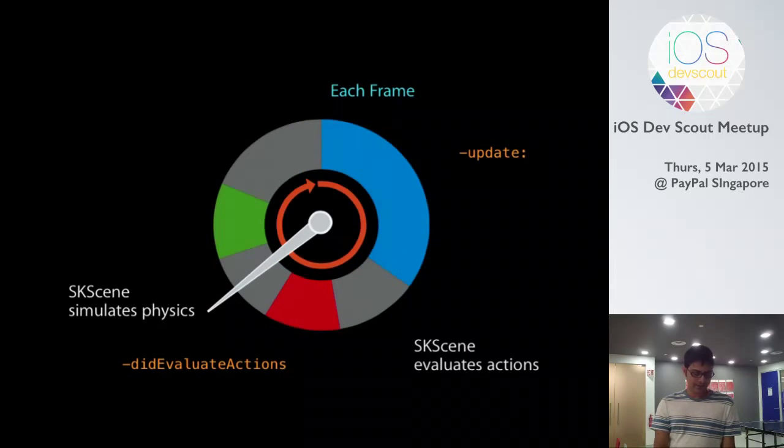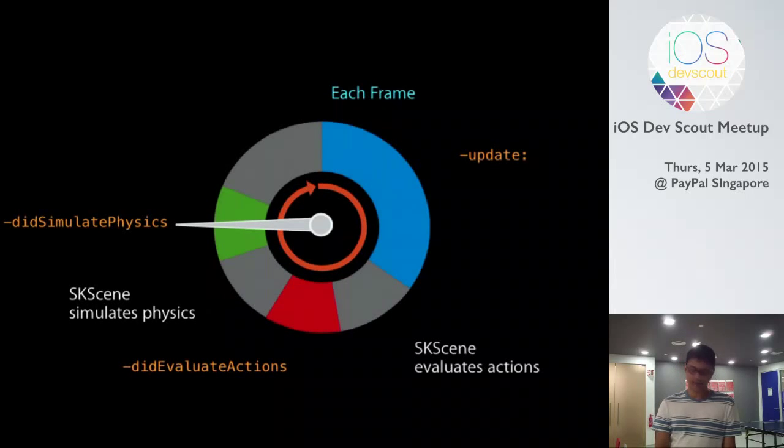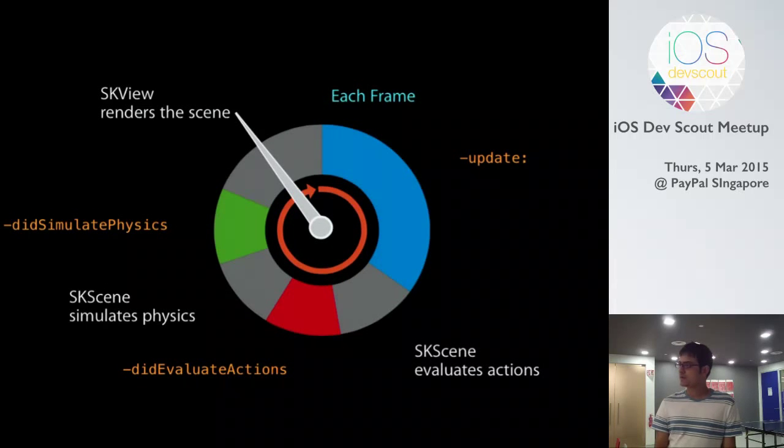And you simulate physics, it checks if the physics is finished, and if you need to do anything after the physics simulation is finished. And that keeps on rendering for each frame. Ideally, games run between 30 frames per second and 60 frames per second. So for each frame, these methods get called, giving you the opportunity to run different pieces of your code.